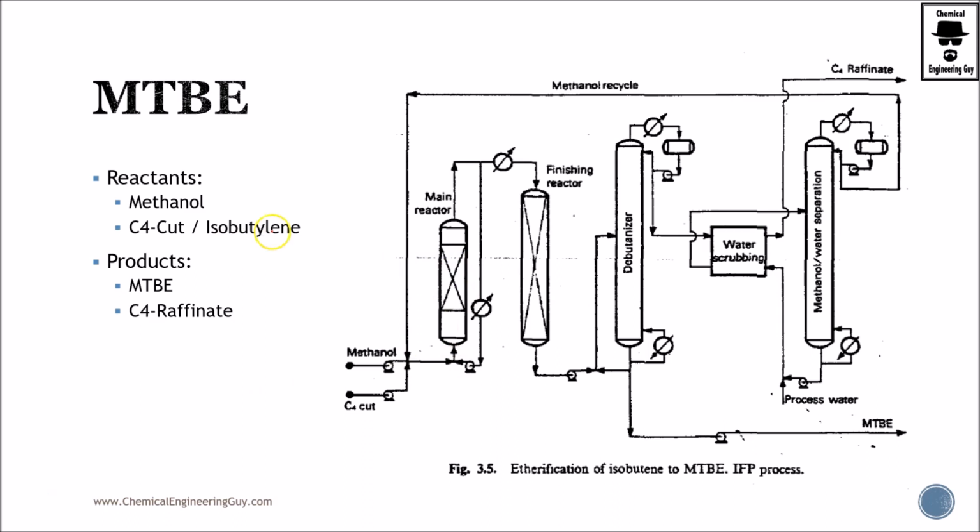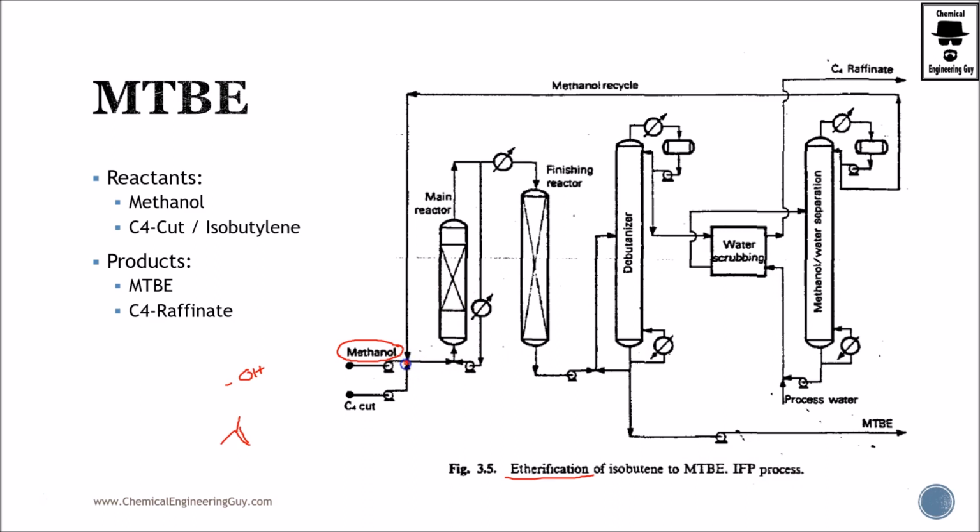And how do you produce it? This is a very easy process overall. It's not that complex. It's via the etherification of isobutylene. So etherification, remember, is nothing more than: you have methanol, which contains an OH group, and you have the isobutylene. What you're going to do is add this to the molecule and make the ether.